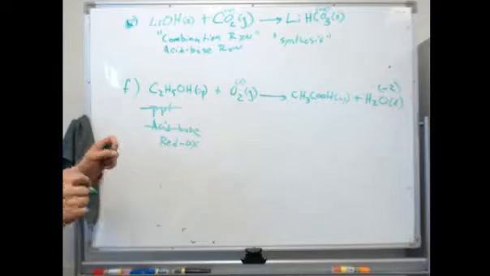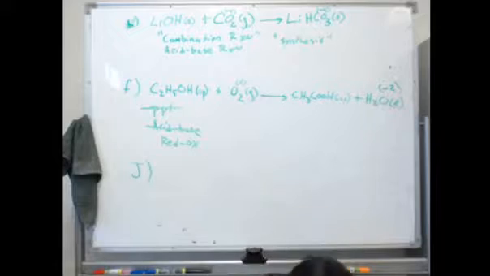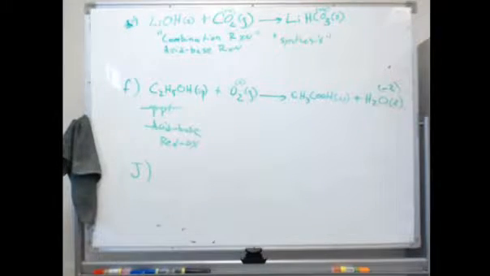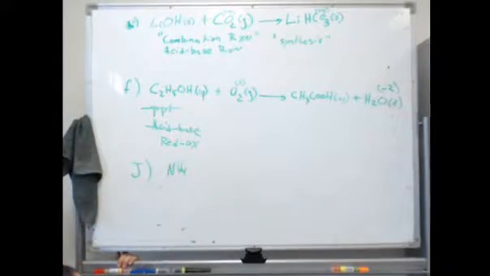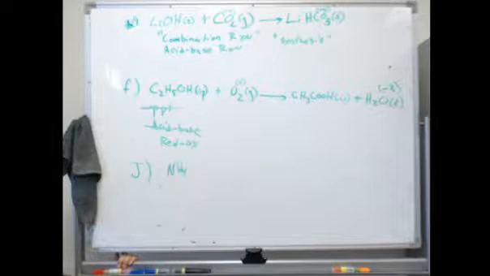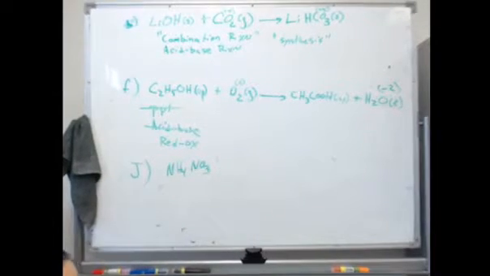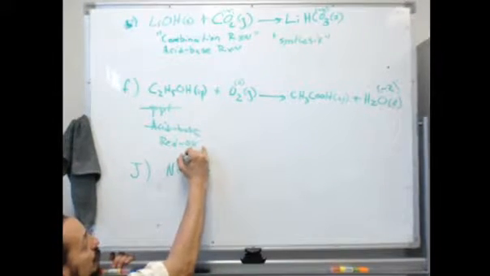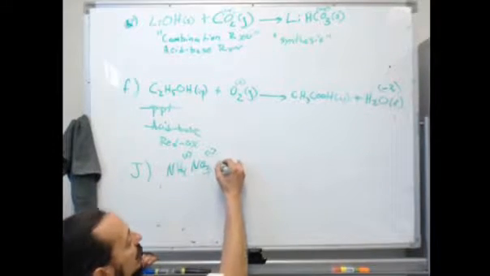Okay, so J, ammonium nitrate. Let's think about this while it's being read. Ammonium nitrate decomposes explosively to form nitrogen, oxygen, and water vapor. Okay. So this is NH4. Ammonium nitrate is NO3. No, it's not ammonia nitrate, it's ammonium. So this is the NH4 with the plus on it. This is the NO3 with the minus on it. That's going to be charge balanced. This is ammonium nitrate solid.